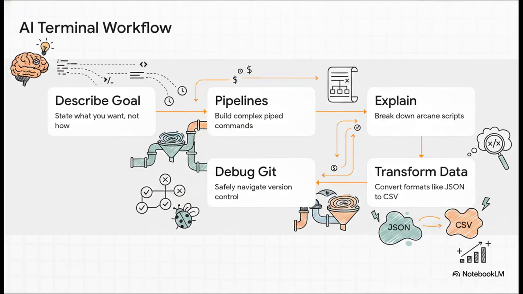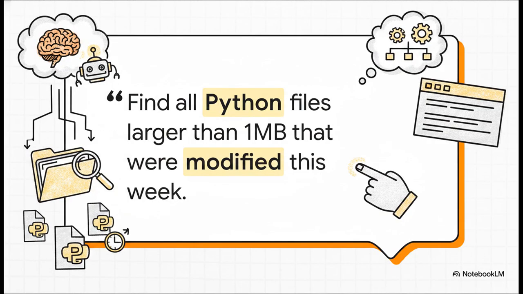Okay, let's open up our playbook. We are going to build a really high ROI habit using a quick 5-step workflow: describing goals, building pipelines, explaining scripts, transforming data, and debugging Git. Once you actually adopt this workflow, you're going to find yourself having these constant little "wow, I just saved 5 minutes" moments. And let me tell you, those add up to a massive chunk of time by the end of your week. Let's kick things off with step 1.